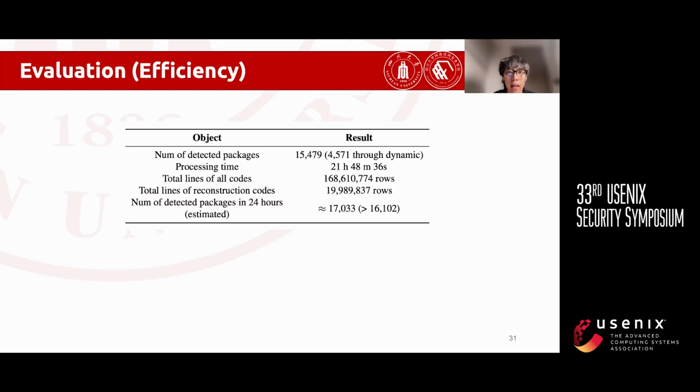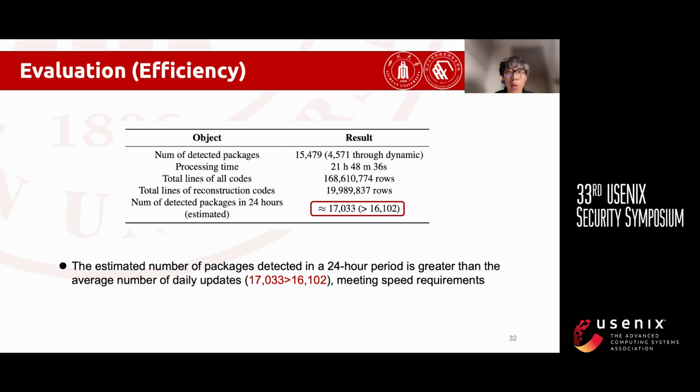Then we conduct an actual inspection of more than 15,000 packages updated between September 1st and 3rd, of which more than 4,000 enter the dynamic behavior extractor. In the end, the process took about 22 hours. At this rate, we estimate that our detector can analyze 17,000 packages in 24 hours, beating the 16,000 packages updated daily in the previous section.